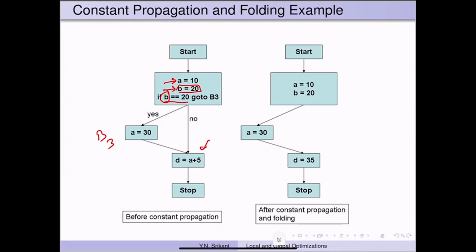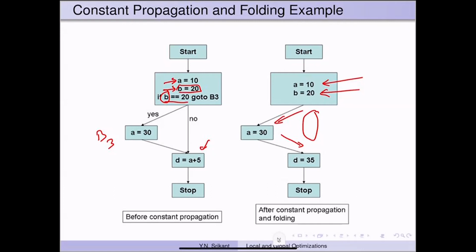Now b equal to 20 very easily can be evaluated at compile time as 20 equal to 20, which becomes true. So the code can be simplified as a equal to 10, b equal to 20, and we don't have to have any branch at all. It's only one way, this way and then this way. There is no branch. So a equal to 30, b equal to 35 and stop. It's a trivial program, but suffices to show the effect of propagation and folding. Okay.